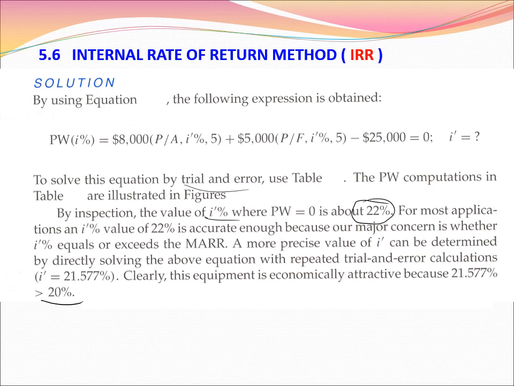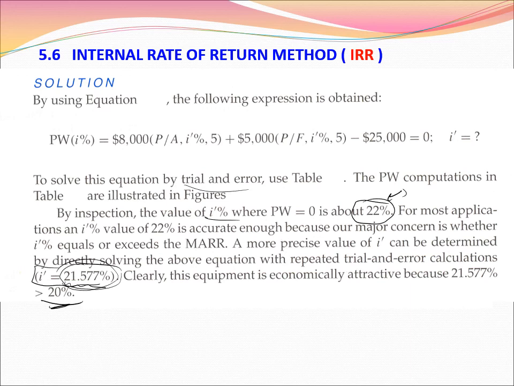since it is larger than MAR, we say that accept the project. Of course, if you evaluate this I prime, because this may include some error, if you evaluate and find a more accurate value, the correct value is 21.577, and as you can see, it's still larger than MAR. So the decision does not change according to the initial IRR value that you find after this procedure, or with a more accurate value, the decision does not change.